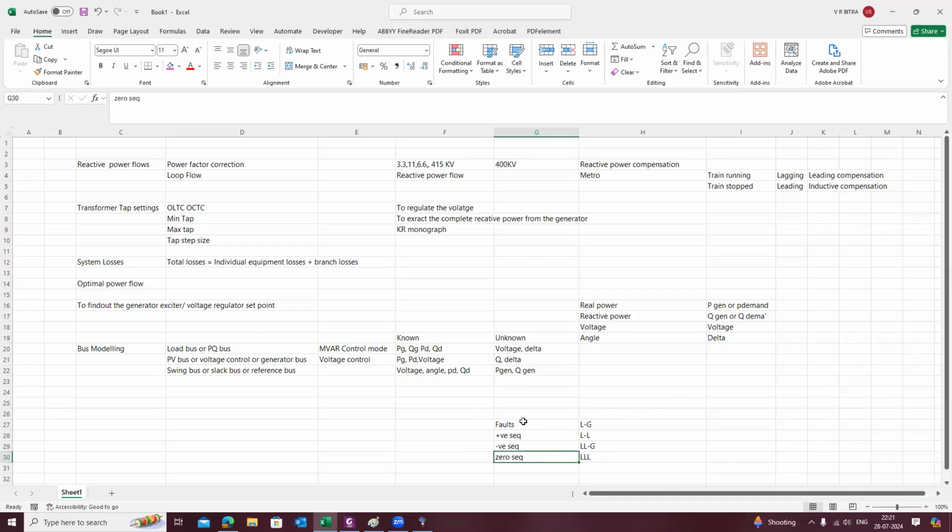Anyway, I will touch upon this in detail when we are performing the short circuit studies, because if I start with this, it will take another 15-20 minutes. Yes, during the short circuit study, please. Yeah, I think I will cover this.